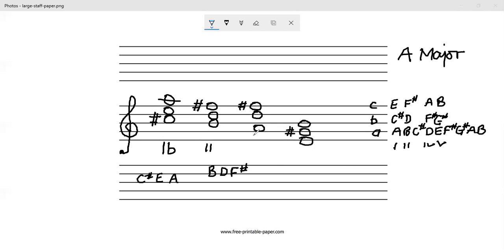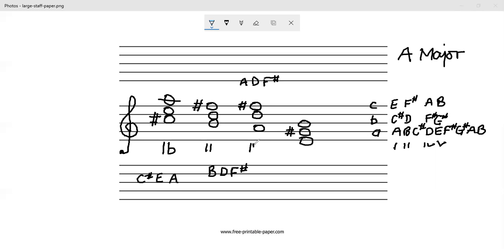This one here, I'll do it on top so we can see. I've got the A at the bottom, got the D in the middle, and I've got the F sharp at the top. So which chord is it going to be? It's going to be this one, D, F sharp, A. So it's going to be chord 4.